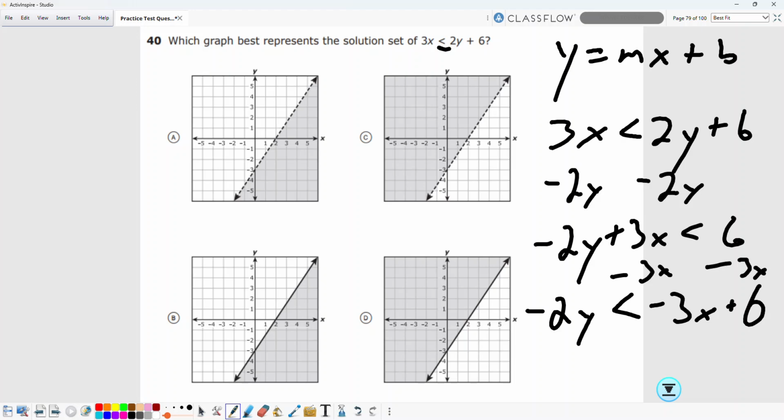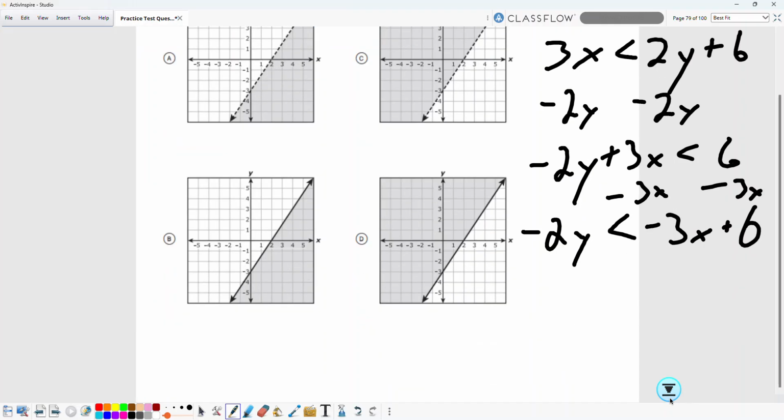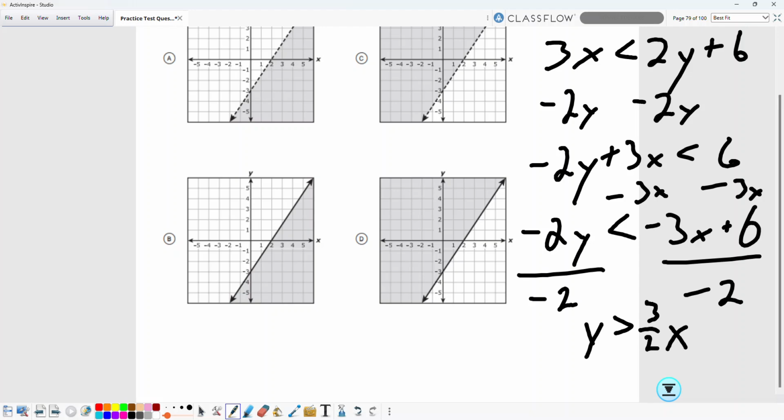Okay, almost there. Well, let's divide by negative 2 to get that y all by itself. We divide both sides by negative 2. Well, we divided by a negative 2, so now we have to switch the direction of the inequality. But that's okay. We'll just keep driving on. So we have 3 over 2 x, because a negative divided by a negative becomes a positive. And then we have 6 divided by 2, which is a negative 3.